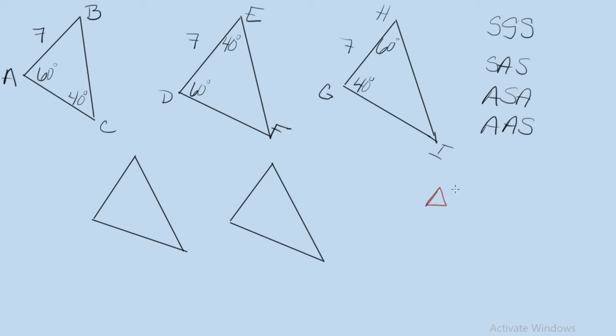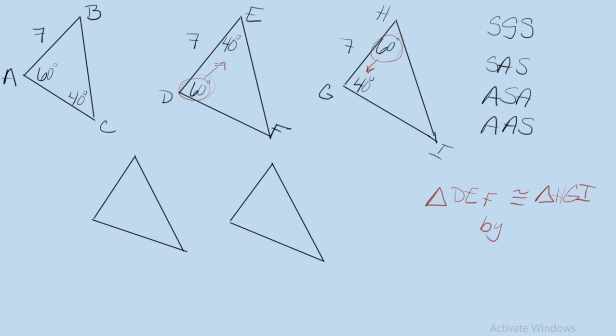So if you look at triangle DEF, it has to be congruent to triangle. Now notice I went from D to E, so I went from the 60 to the 40 along the 7 side. So that means I need to start with the 60. So I'm going to say H, and I'm going to go to the 40, which is G, and the last letter is I. And they are congruent by which one of these 4?